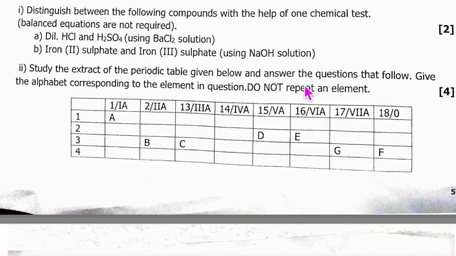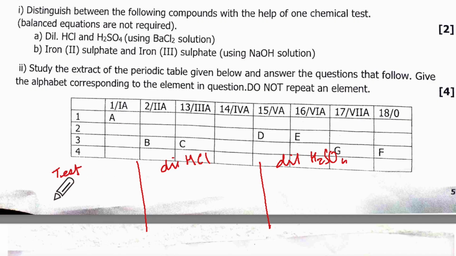Distinguish between. How many of you still get worried for distinguish between? Tell fast. What is the first column? Don't write paragraphs, make columns. What will be this? Dilute HCl. What will be this? Dilute H2SO4. And they are giving you what? Using BaCl2. So what you'll say, add BaCl2 solution to each.